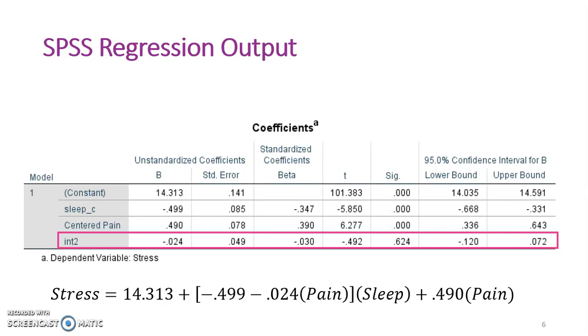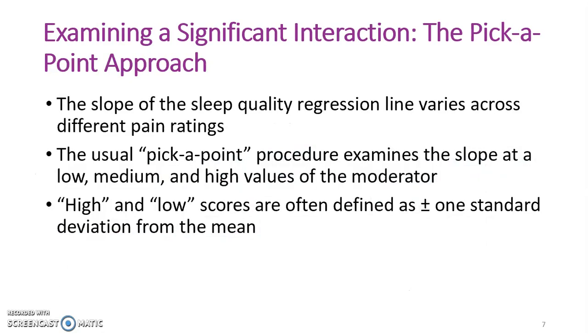So let's look at the coefficients output. The first thing we're going to do is look at the interaction term here. So the interaction term is negative 0.024. And I've shown you the formula for stress, plugging in all of these coefficients. The first thing that we want to do is determine whether the interaction is significant. And we see that the interaction is actually not significant here. So that would tell us that pain and sleep do not significantly interact to predict stress.